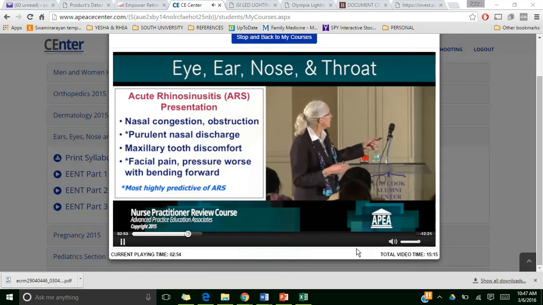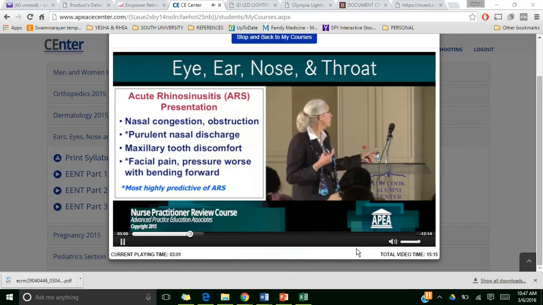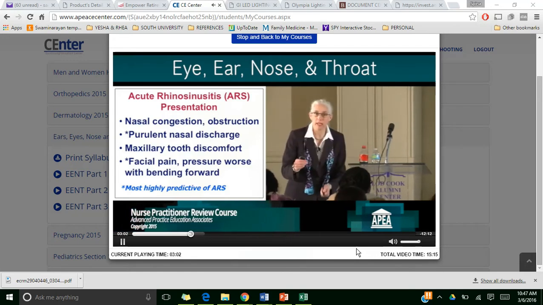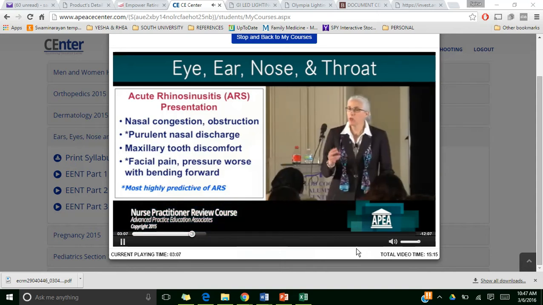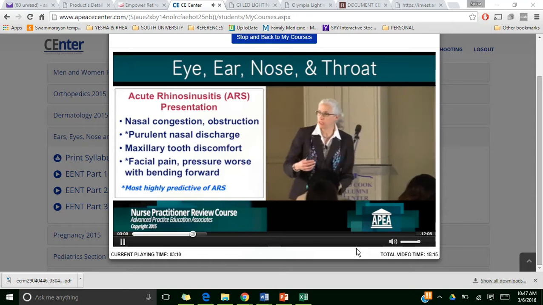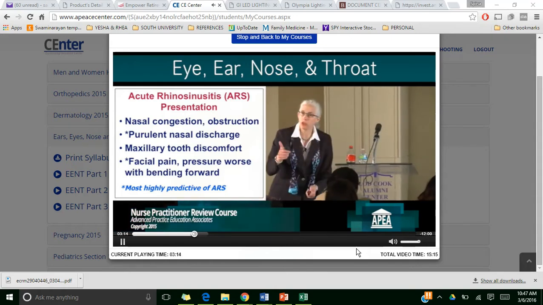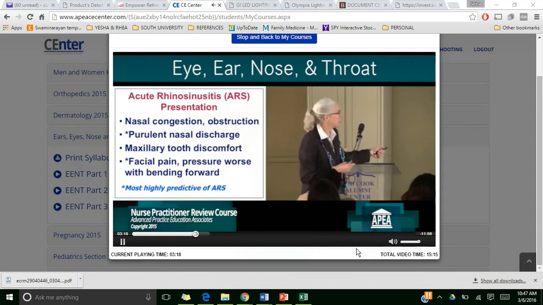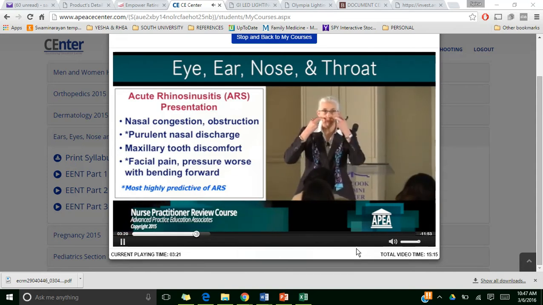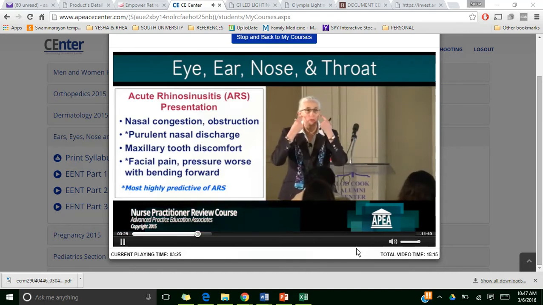The other thing that ought to make you think of a bacteria or virus, especially bacterial, is facial pain, which is a question you ask a patient who presents with sinusitis. When you look at the two things that are most predictive of acute rhinosinusitis, it happens to be the finding of purulent nasal discharge, which is why you ask that question, and the other is facial pain or tooth pain. And if you remember my picture of the sinuses, you'll realize why people complain of pain or tooth pain in the upper sets of teeth.